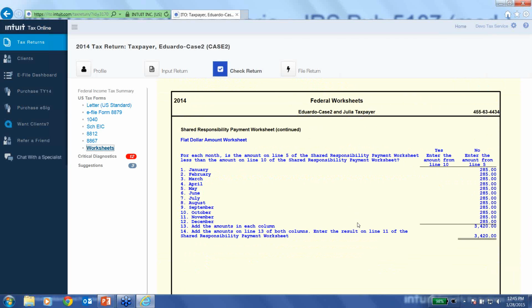And as you recall, the penalty is based on the greater of 1% of household income minus the threshold or the flat dollar amount. And that's done on a monthly basis. So in this case, the flat dollar amount was greater. And again, the IRS grosses up the penalty and then they divide it by 12. In this case, $285 for each month, no coverage or exemptions, and the grand total is $3,420.